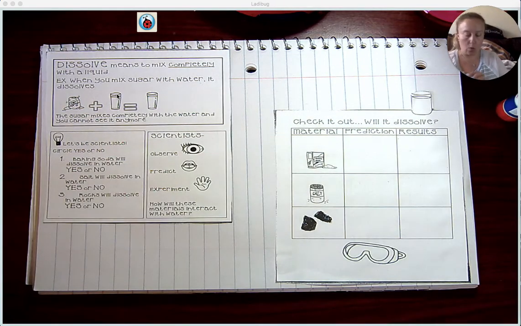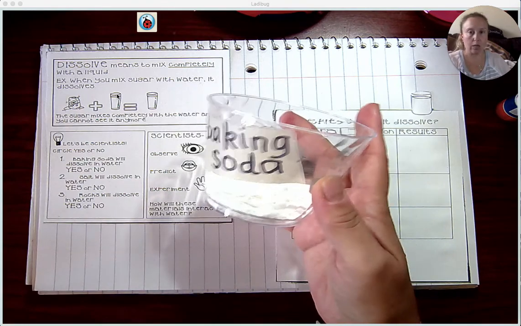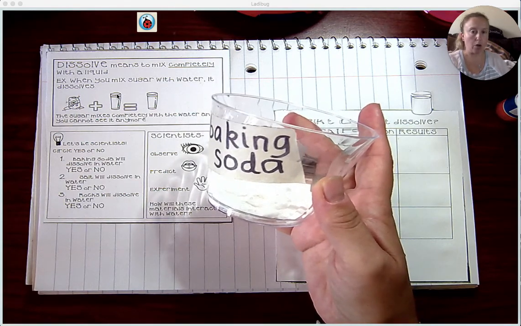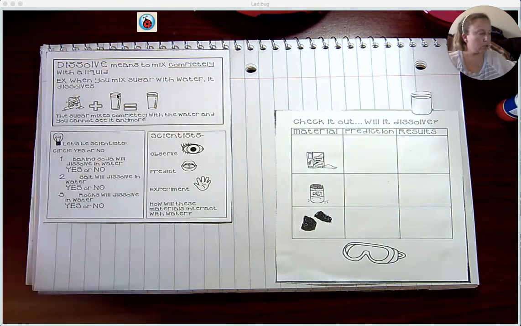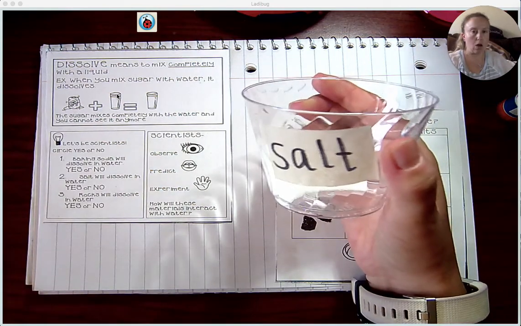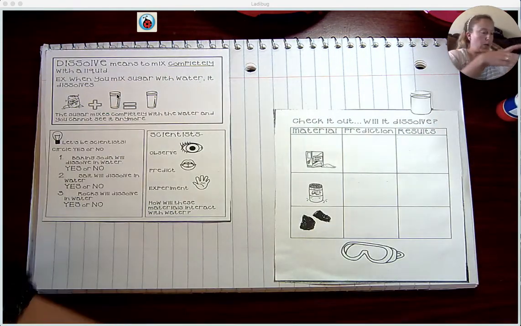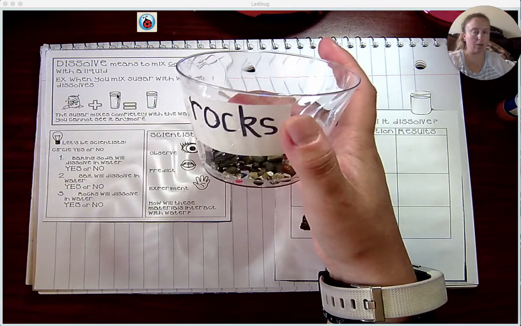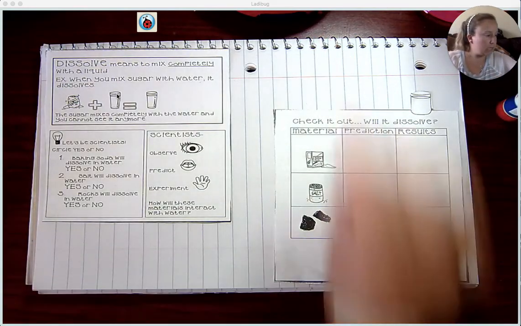We want to know, will the baking soda completely dissolve in water? Will salt completely dissolve in water? Will rocks dissolve in water? Now you need to decide.